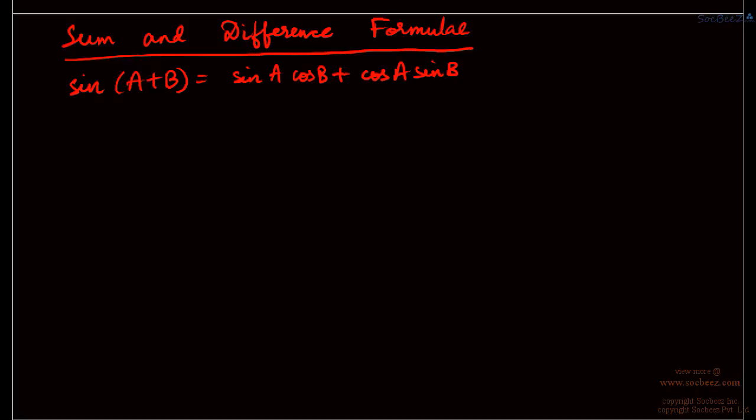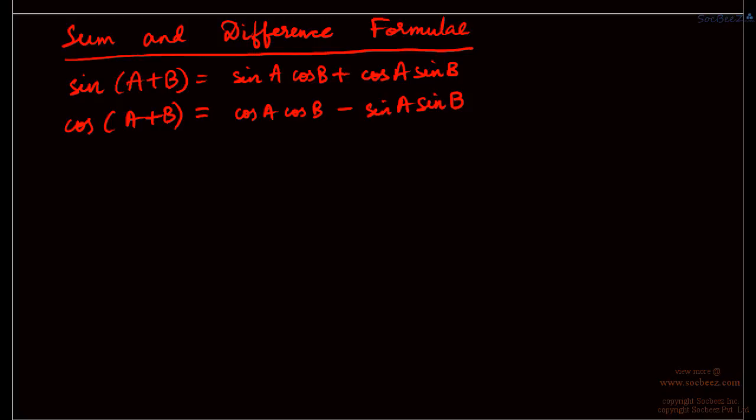So say A is equal to 30 degrees and B is equal to 45 degrees. Now we know the respective trigonometric ratios of 30 degrees and 45 degrees. Using the sine and cosine of those angles, we can find the sine of A plus B. This is considered one of the most important formulas in trigonometry. Similarly, cos of A plus B is given by cos A cos B minus sin A sin B.